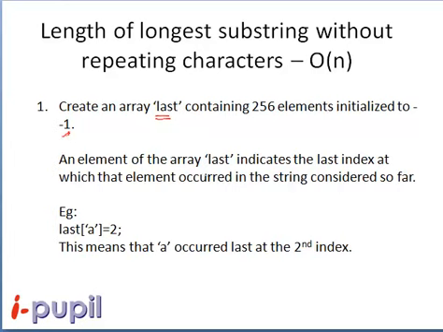It's important to remember here that the array last indicates the last index at which that particular element occurred in the string considered so far. Let's take an example over here. So the last of A is 2. This means that A occurred last at the second index in the string considered so far.